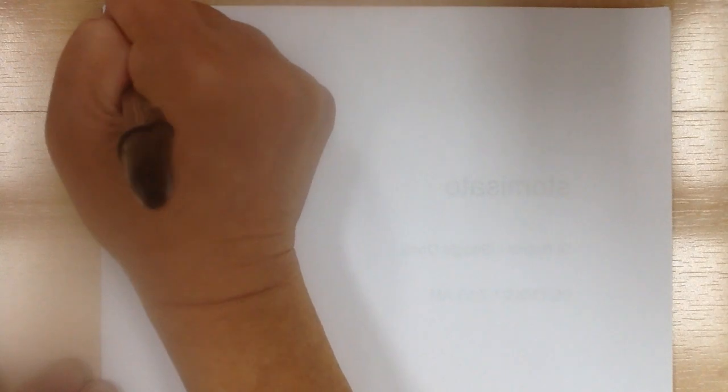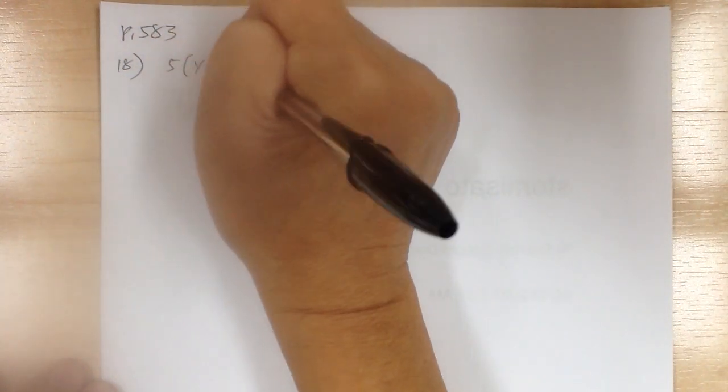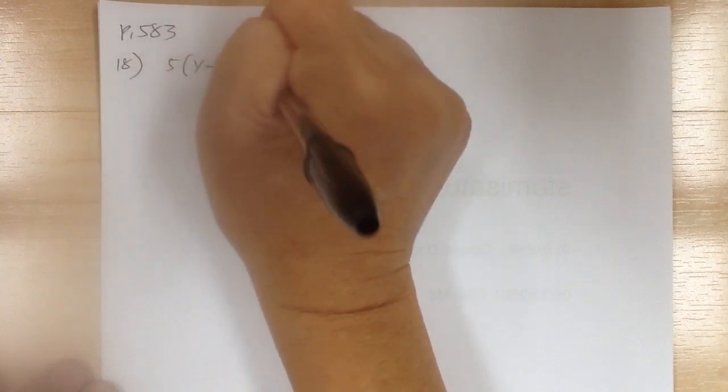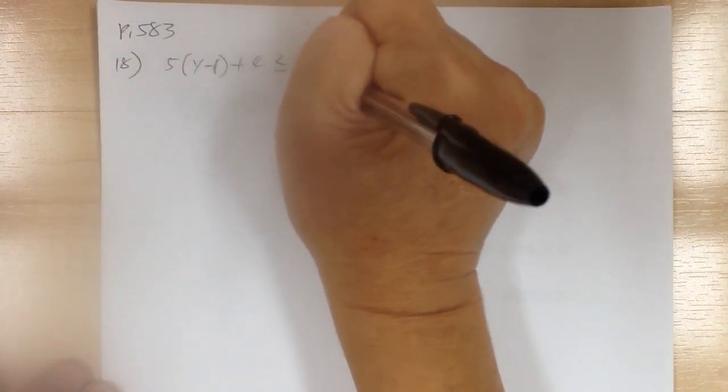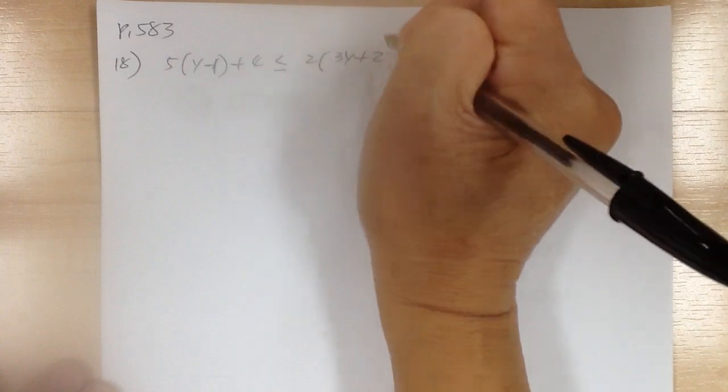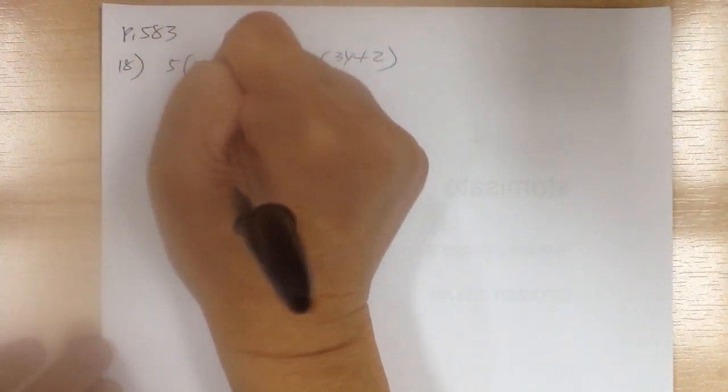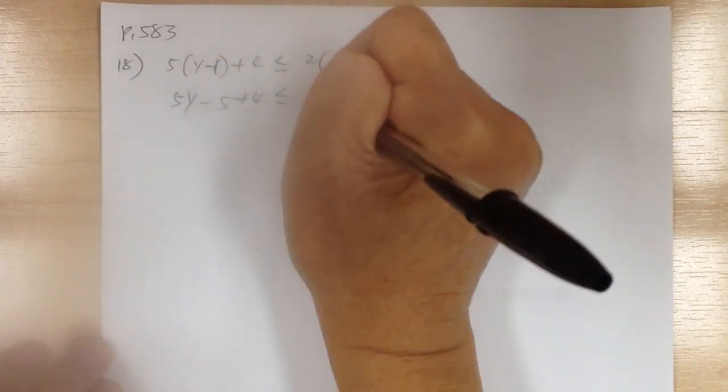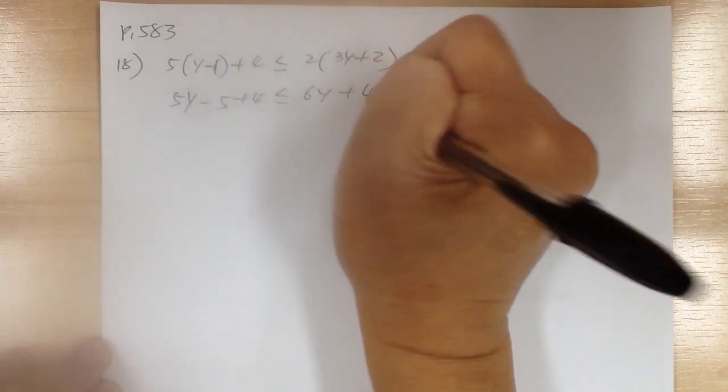Okay, let's go to the next one. Okay, number 18, you have 5 times y minus 1 plus 4 is less than or equal to 2 times 3y plus 2. Okay, so you can work everything else. So you got 5y minus 5 plus 4 less than or equal to 6y plus 4.